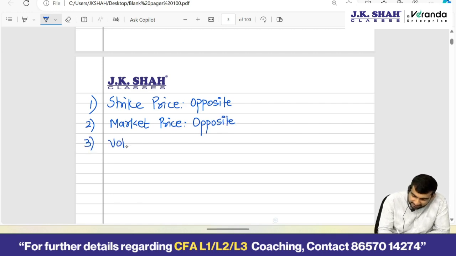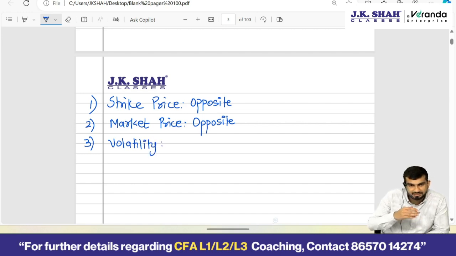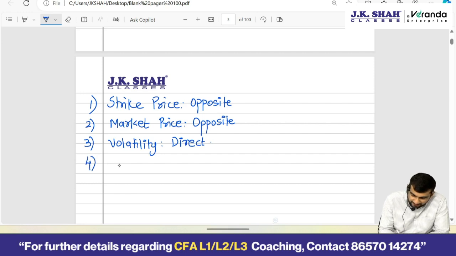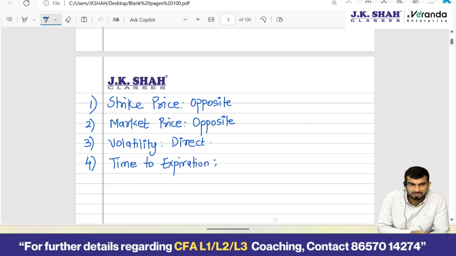Third one was volatility. Volatility has direct relation with both call and put premiums. Volatility is the fluctuation, the kind of fluctuation involved in the markets. Higher the volatility, more would be the fluctuation. That is when call and put both would be valuable. So volatility has direct relation with both call and put premiums. Then fourth one was time to expiration. More the time to expiration, more is the time value component. As the time to expiration comes closer, the time value component reduces. So again, it has direct relation with both call and put, and it has same directional effect on both call and put.